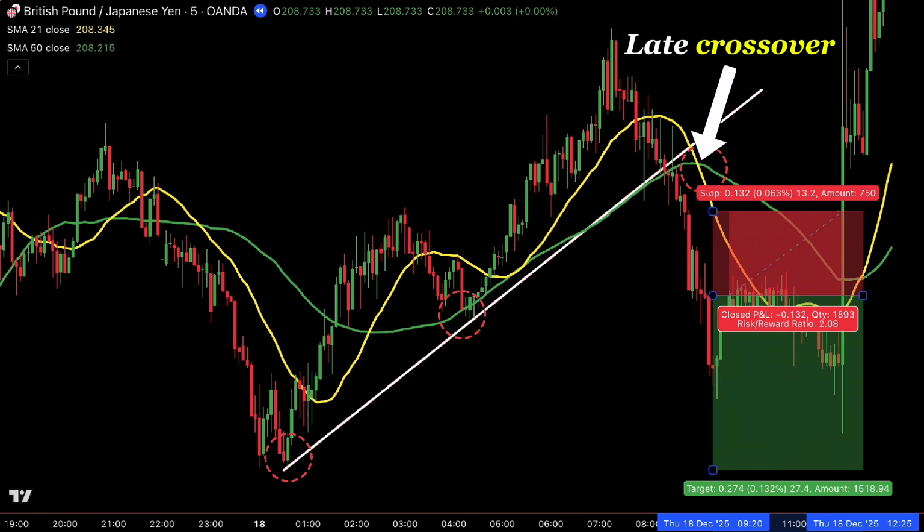The market reverses. This doesn't mean the strategy doesn't work. Sometimes this simply happens, and it's part of trading. But is there another way to trade this setup without waiting for the crossover? Yes. And that brings us to the next strategy, which I call the bold breakout.